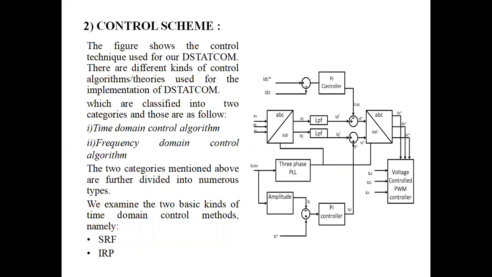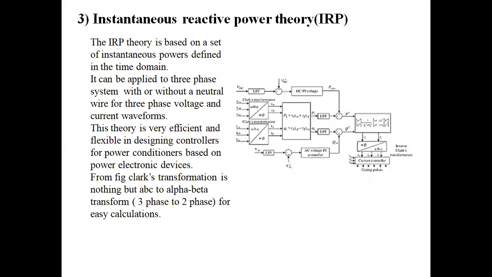The two categories mentioned above are further divided into numerous types. We examine the two basic kinds of time domain control algorithms, mainly SRF and IRP. Instantaneous reactive power theory: the IRP theory is based on a set of instantaneous powers defined in the time domain. It can be applied to three-phase systems with or without a neutral wire for three-phase voltage and current waveforms. This theory is very efficient and flexible in designing controllers for power conditioners based on power electronic devices.